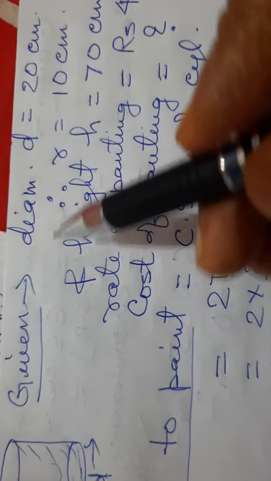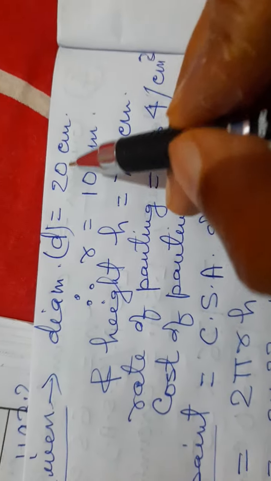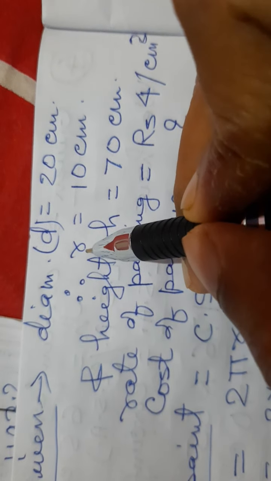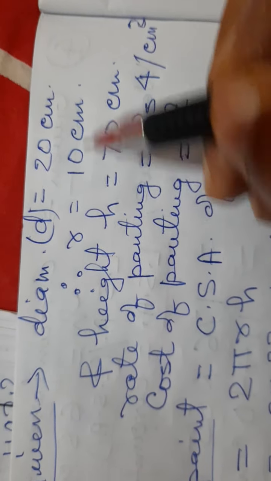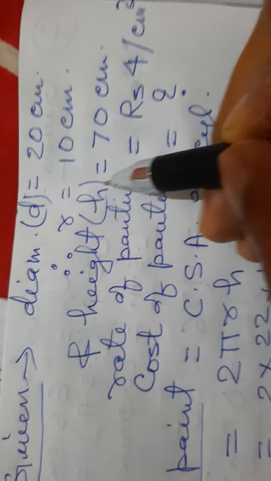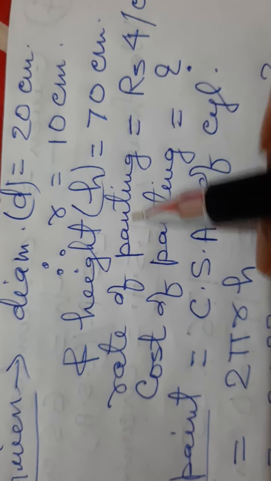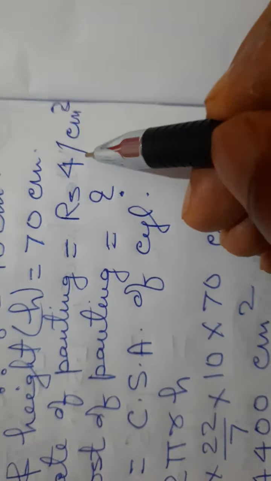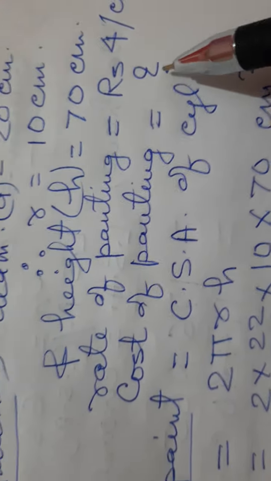It is given diameter D of the cylinder is equal to 20 centimeter. Hence, radius, the half of diameter, R is equal to 10 centimeter. And height of the cylinder, H is equal to 70 centimeter. Also, it is given rate of painting rupees 4 per centimeter square. The cost of painting how much?